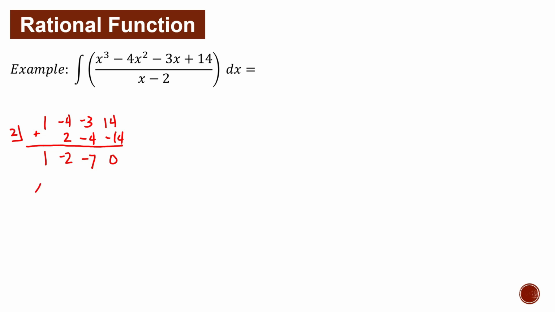So this is actually x squared minus 2x minus 7. That's the problem now that we will be dealing with. Okay, so that would be the integral of x squared dx minus 2 integral of x dx minus the integral of 7 dx.